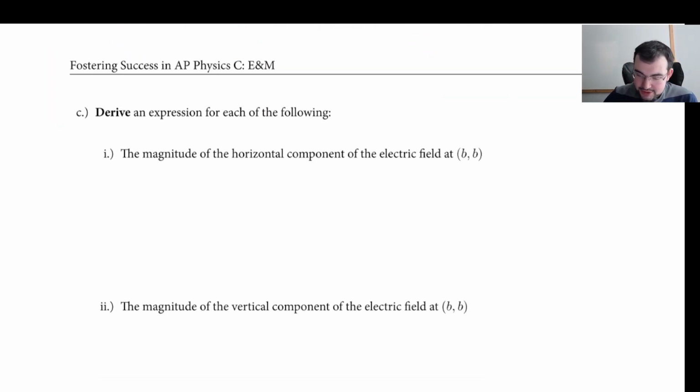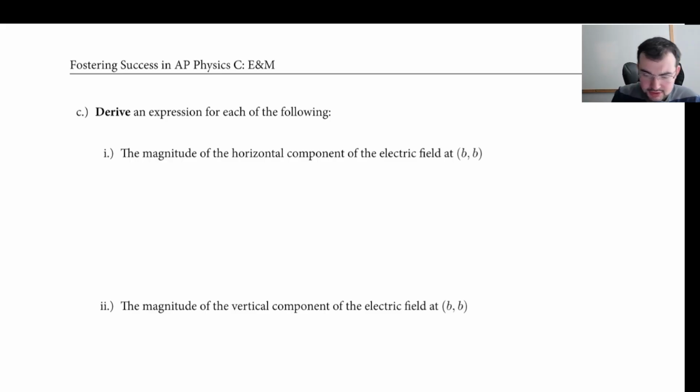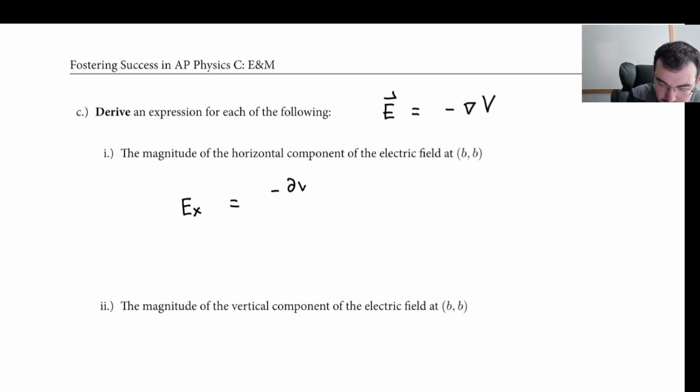All right, derive an expression for each of the following: the horizontal component of the field at (b, b), the vertical component of the field at (b, b), and the net field. So horizontally, we just use the horizontal slope. Here is where you could use the Calc 3 idea that the electric field is the negative of the gradient of the potential. But we're just going to break it down. So what we're doing here is just breaking down this gradient into two parts. So horizontally, our horizontal E field is just the slope of V in the x direction.